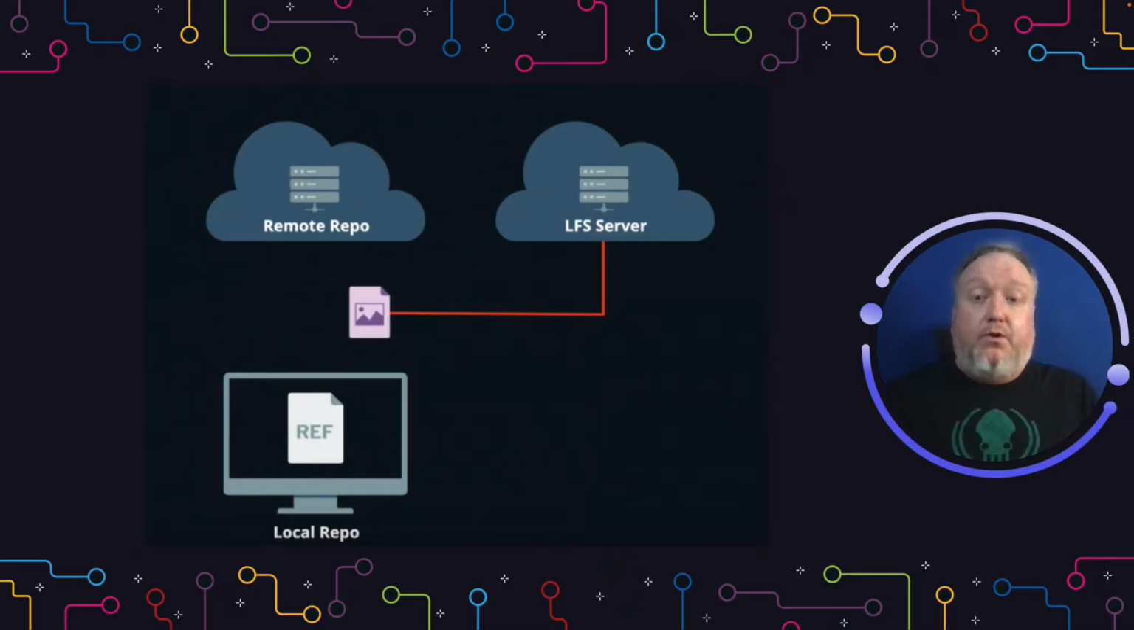When you clone or pull from that remote repo, Git will read the reference and actually pull down the right file from the LFS server. This is all handled for you automatically. All you need to do is declare what type of files you want Git LFS to handle for you to push over to that LFS server instead of into your repo.